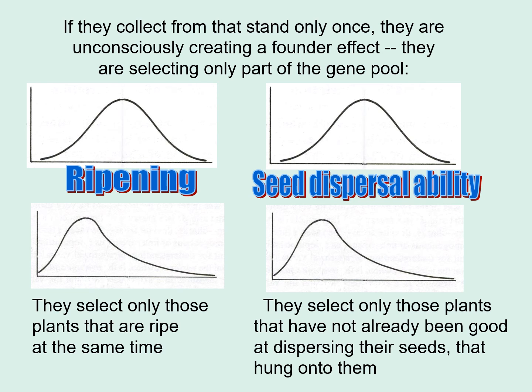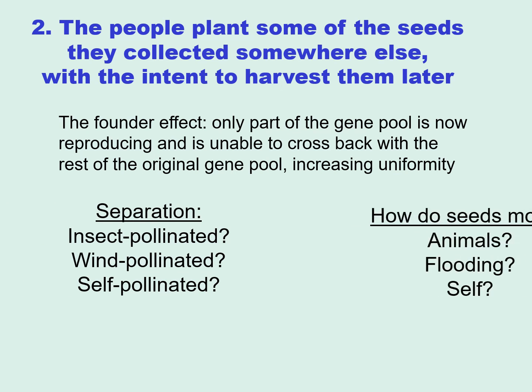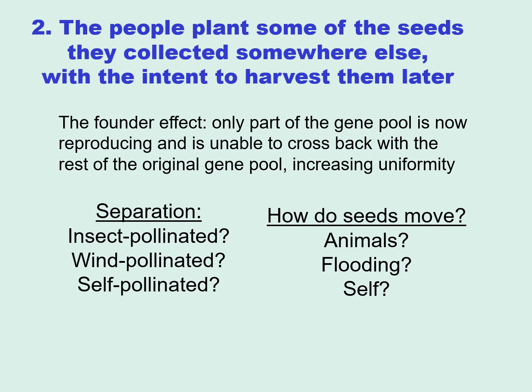And if you collect from that stand only once, you're unconsciously creating a founder effect. You're selecting only a part of the gene pool. You've selected only those plants that are ripe at the same time. You've selected only those plants that have not already been good at dispersing their seeds, that hung on to them. Now, if you ate those seeds, domestication is not going to occur. But if you save those seeds and plant them, and particularly if you plant them somewhere else with the intent to harvest them later, you have created the founder effect.